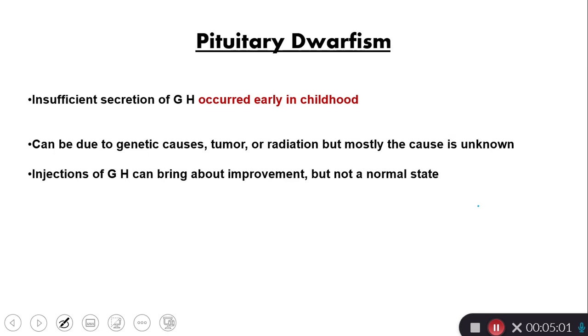On the other extreme, pituitary dwarfism happens due to insufficient production of growth hormone during childhood. So here, the child will be so short. We call that dwarf. This can be due to genetic causes, maybe tumor, maybe radiation, destroying the part of the pituitary that produces growth hormone. Injection of the growth hormone to the patient can bring about improvement, but not a normal state. But improvement happens if the treatment is received before closure of the epiphyseal plates. Then the child can get taller and improve somehow.